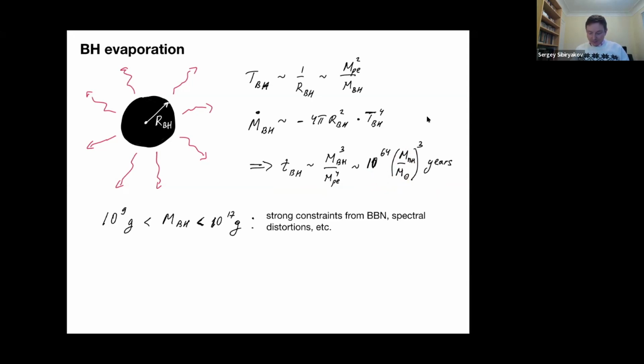And I already mentioned that black holes in the range of masses roughly between 10^9 grams and 10^17 grams would be evaporating quite recently. And so that gives strong constraints coming from Big Bang nucleosynthesis, spectral distortions, and so on. Whereas black holes lighter than 10^9 grams would evaporate before BBN. And so it looks like there will be no constraints on them, and their radiation products will just thermalize.